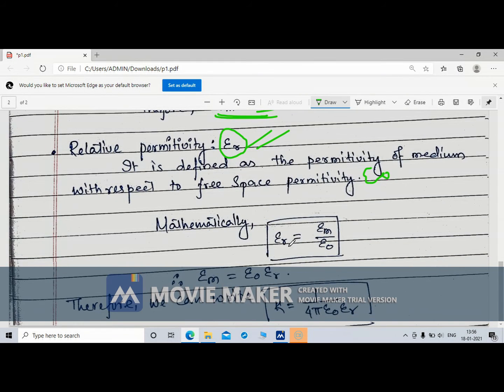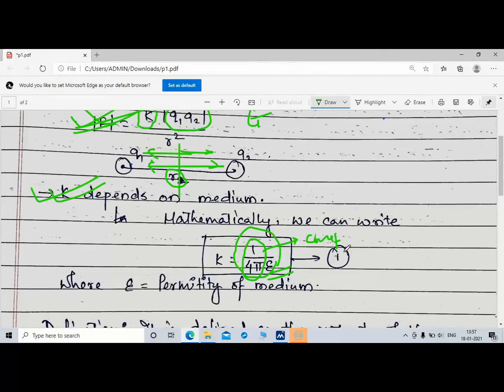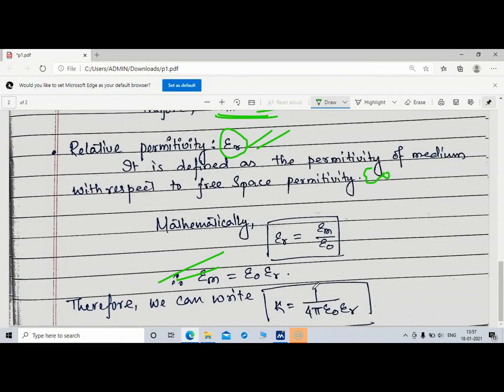Mathematically we can write that epsilon r equal to epsilon M, that is epsilon medium, divided by epsilon naught. So we can write epsilon medium is epsilon naught into epsilon r. From equation 1 we can write that k equal to 1 by 4 pi epsilon naught into epsilon r, where epsilon naught into epsilon r is basically epsilon medium, right?